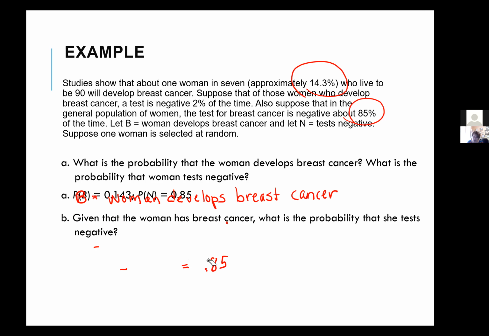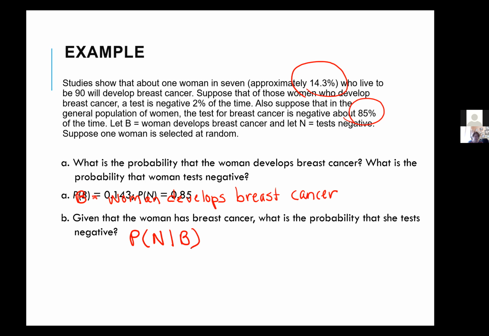Given that the woman has breast cancer, what's the probability that she tests negative? So what we're looking for is the probability that she tests negative given she has breast cancer. The way we write that, the probability that she tests negative given that she has breast cancer. That's what that symbol means.